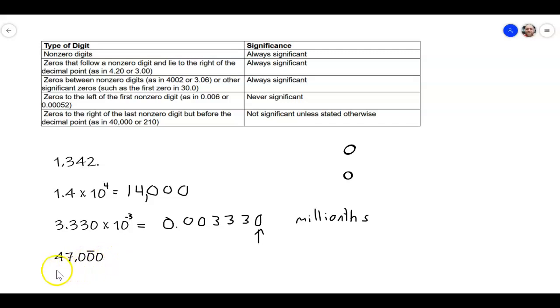All right. So this one has 1, 2, 3, 4 significant digits, because this 0 is significant, and all zeros between significant numbers are significant. So 4 significant digits, and this is my rightmost significant digit, and this is in the tens place. So it is precise out to the tens place.